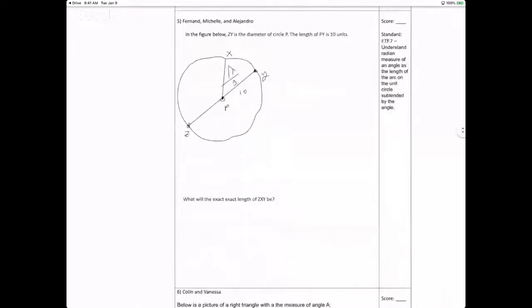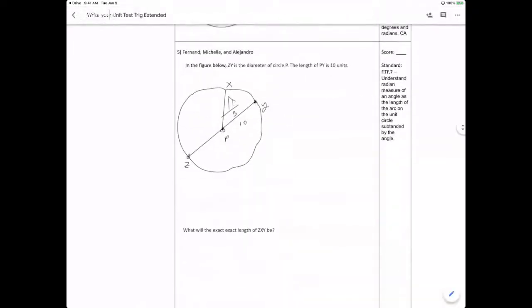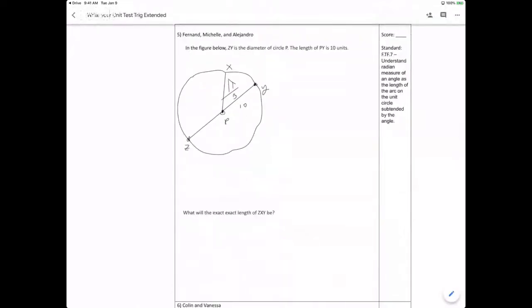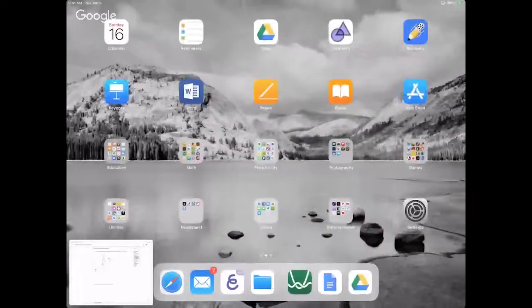Michelle. Hey, I love it. It looks great. ZY is the diameter of circle P. The length of PY is 10 units. What will the exact length of arc ZXY be? Great. So here's Michelle's question.